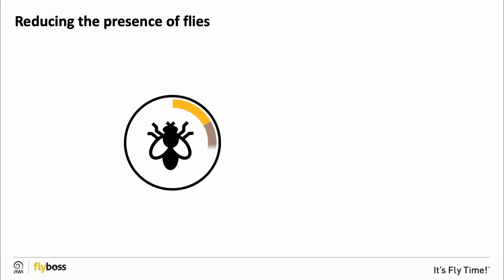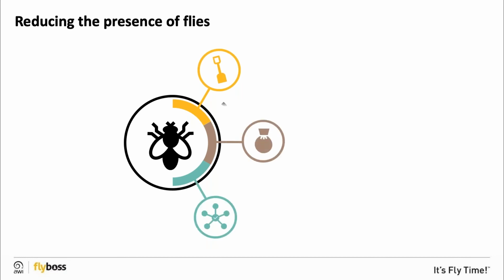So reducing the presence of flies from the equation can help prevent strike in the first place. So I kind of think of it like the snowball rolling down the hill, it turns into the avalanche. We want to get on top of the fly numbers before they become a problem. So some key points in reducing the presence of flies.